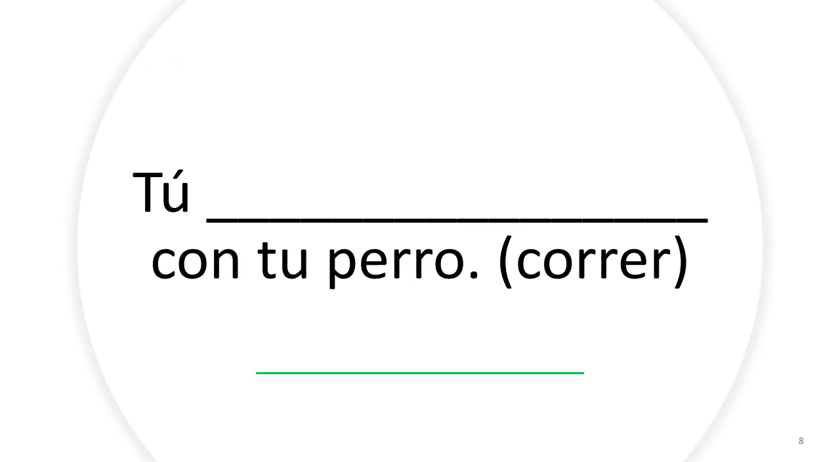I'm going to move through the steps a little bit quicker now. So we've got tu correr con tu perro. We're going to go ahead and put the first part of that in here. We're taking off that ER. We're going to look at our subject, which is tu, and we know that we always add an ES to the end for ER verbs when the subject is tu. So we've got tu corres con tu perro. You run with your dog.